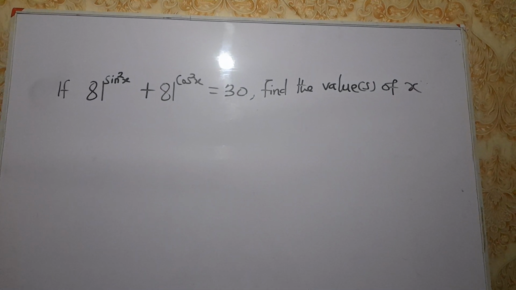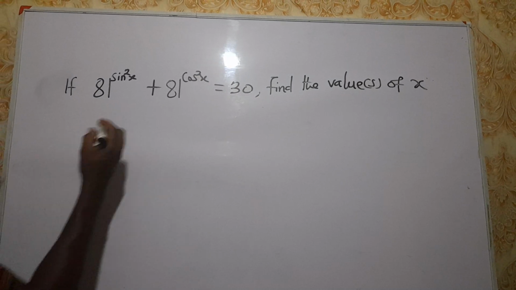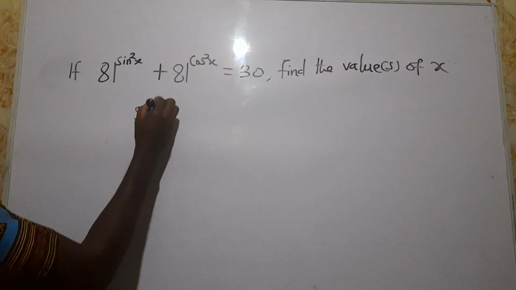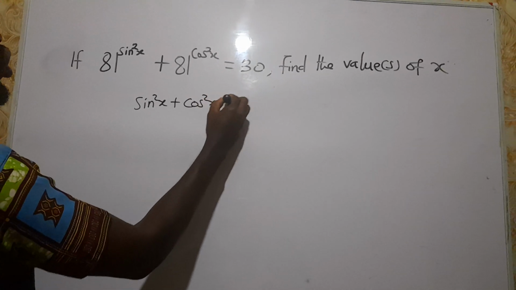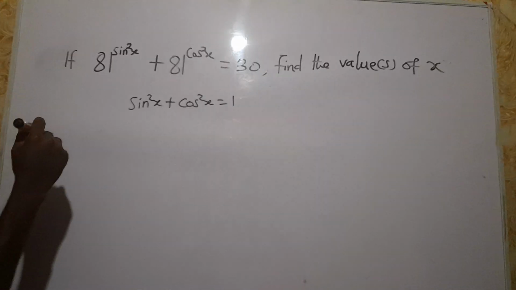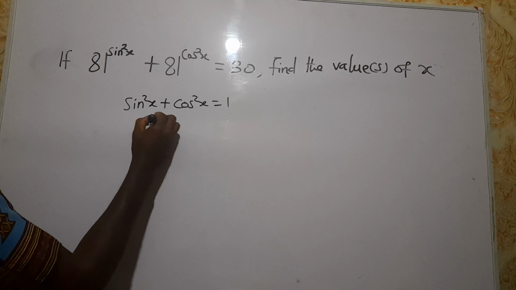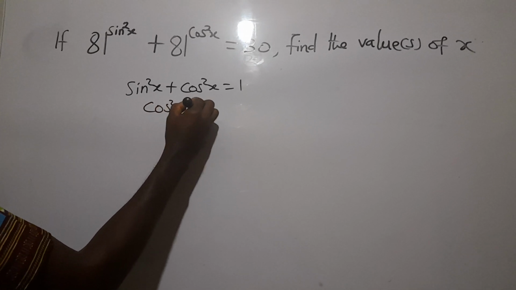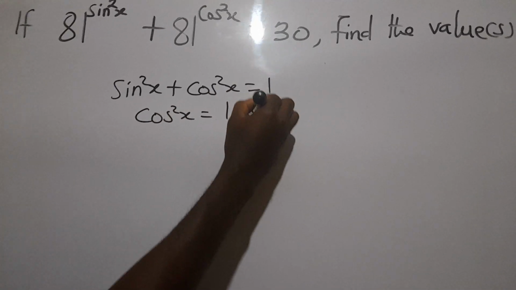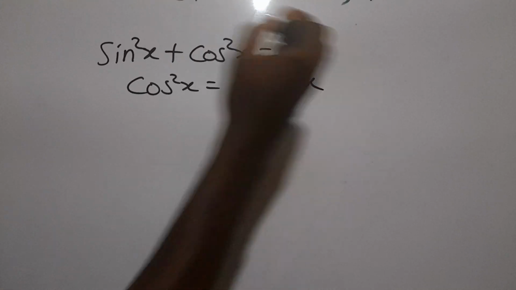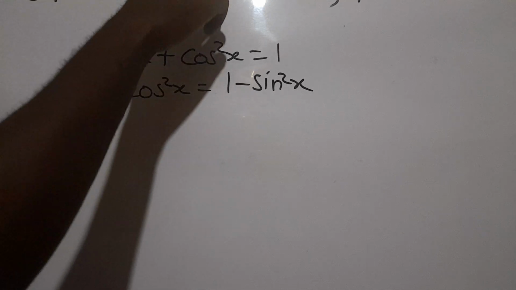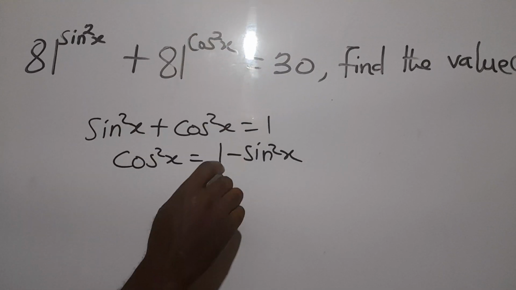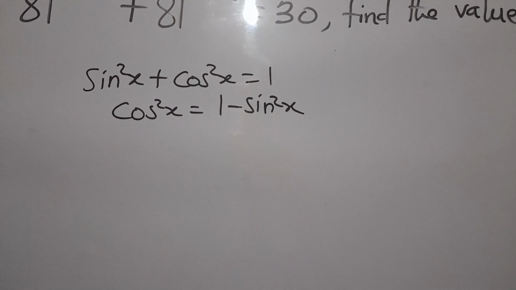So remember that sin square x plus cos square x is equal to 1. Then we can say that our cos square x is equal to 1 minus sin square x, sending the sin square x there. So in place of cos square x, we can substitute 1 minus sin square x.